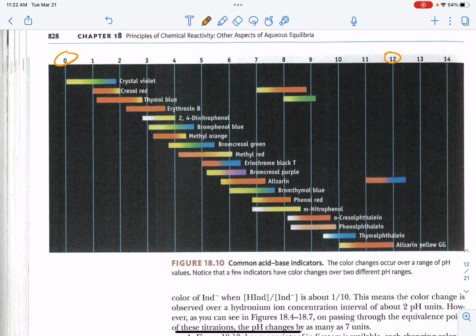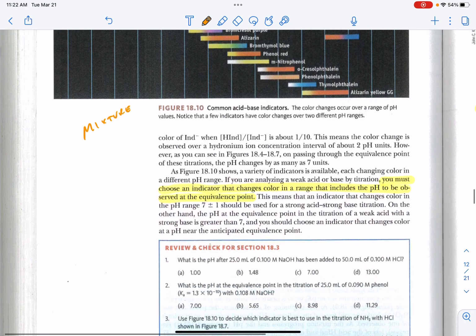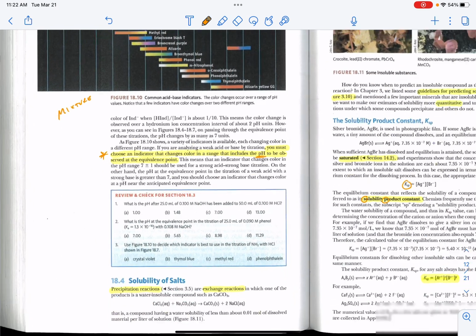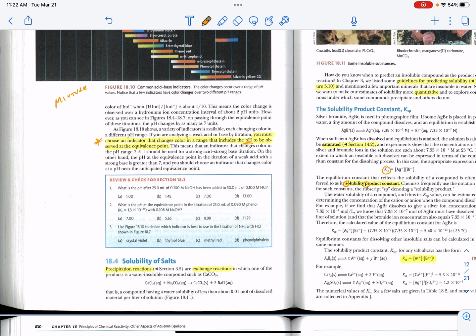Another thing we should point out is that sometimes we use indicator paper or a universal indicator solution, which will be a mixture of several of these indicators. And by having a mixture of these indicators, we can cover a partial range or the full range of the pH spectrum from 0 to 12. And again, you must choose an indicator that changes color in the range of your pH. Not any indicator is going to do. And that's it for talking about titrations and indicators.